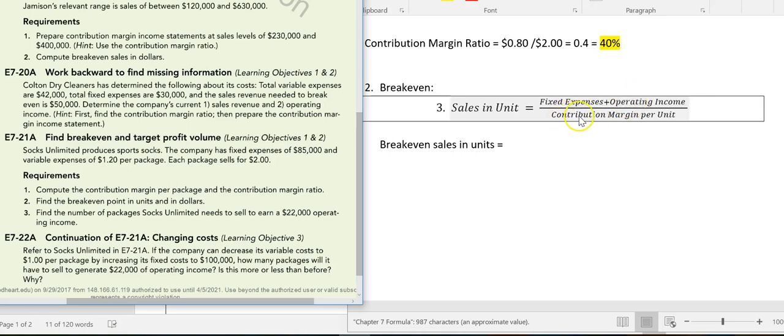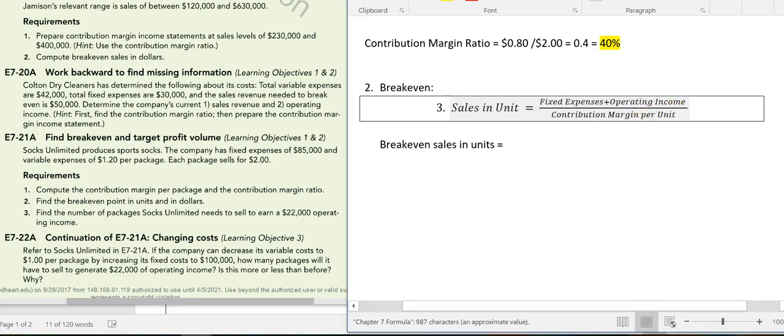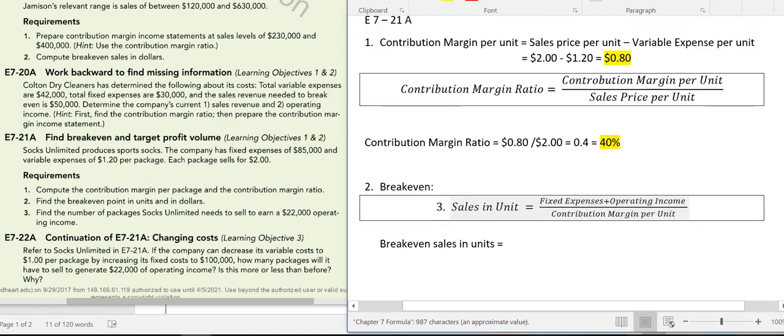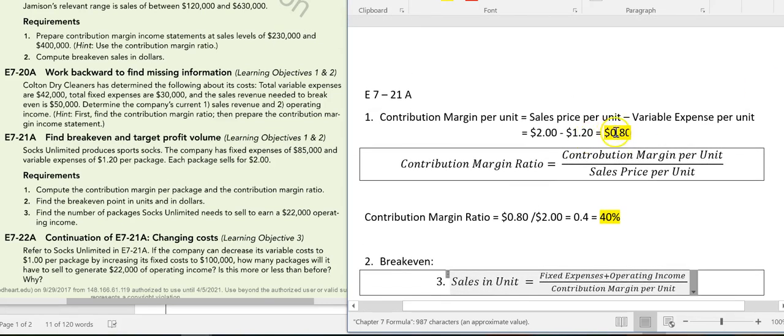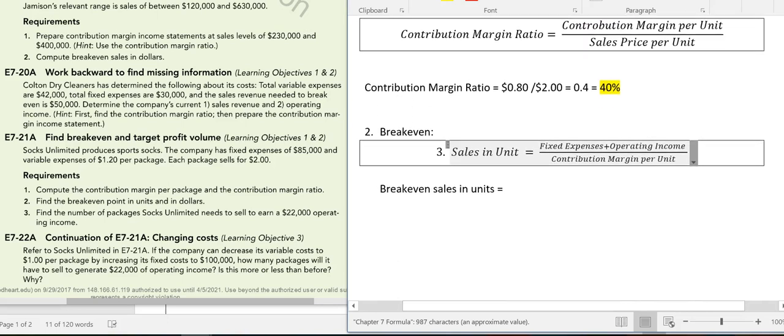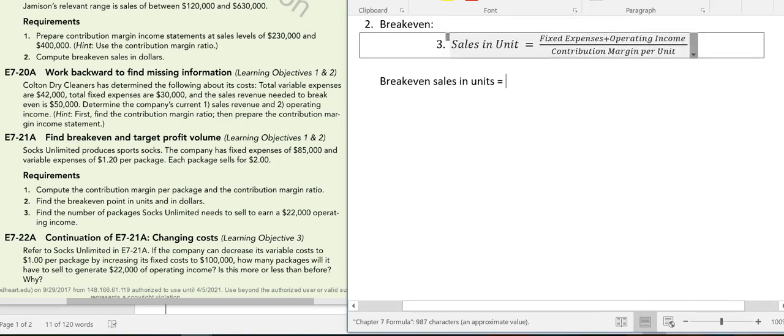And now you need to check what is your contribution margin per unit. So if you go up, we actually calculated it. Our contribution margin per unit is 80 cents. So we will take this one, 80 cents, which is our contribution margin per unit. And we will take fixed expenses, which is given here, $85,000, and we know operating income at break-even is 0. So let's plug in the numbers.